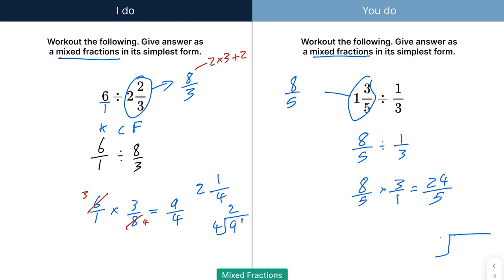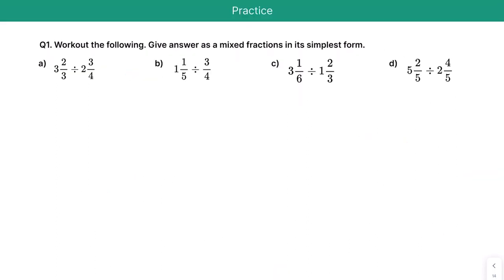So bus stop method it is. 5 goes into 24 4 times. It leaves me the remainder of 4. So for my answer, the denominator stays the same, a 5 here and a 5 here. So my answer is that there. Okay, so here are some practice questions for you to have a go at. Press pause and have a go. Here are the answers. Mark your work.